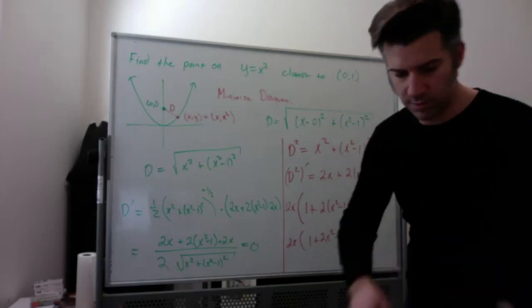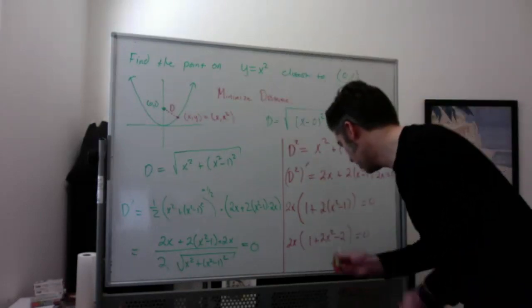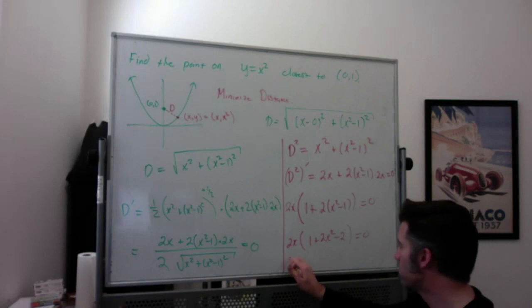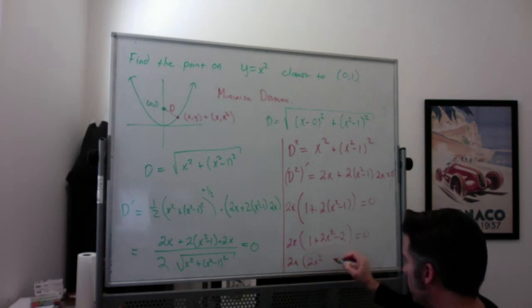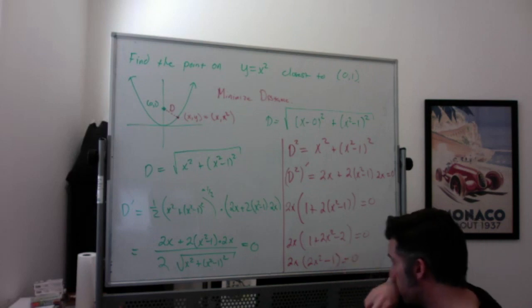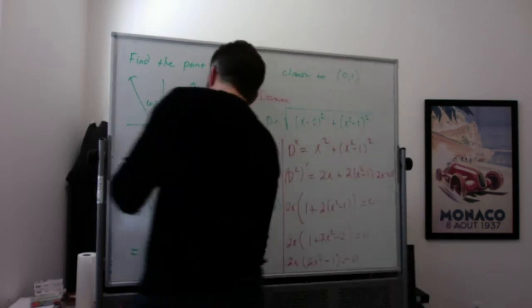So let's take 2x times 1 plus 2x squared minus 2. So I get 2x times 2x squared plus 1 minus 2 is minus 1. All right, I'm going to erase all this since I don't really need it.